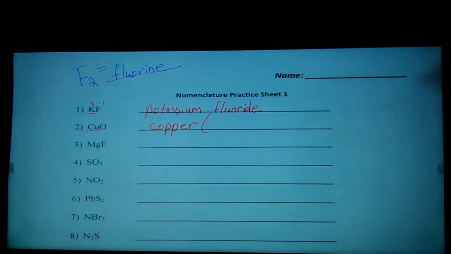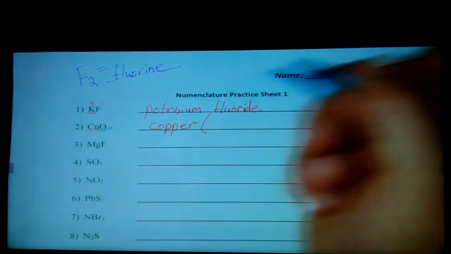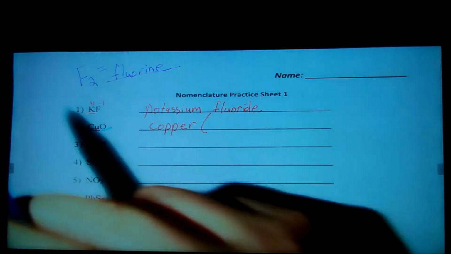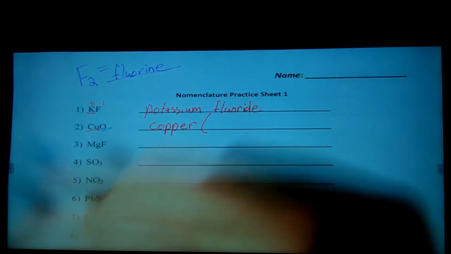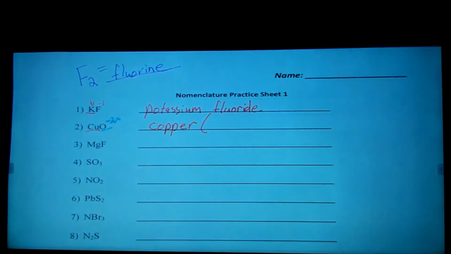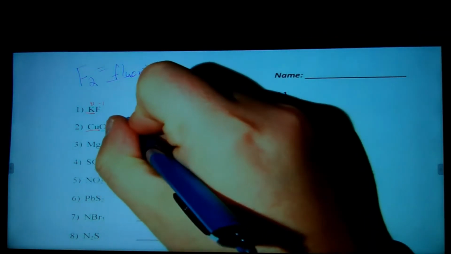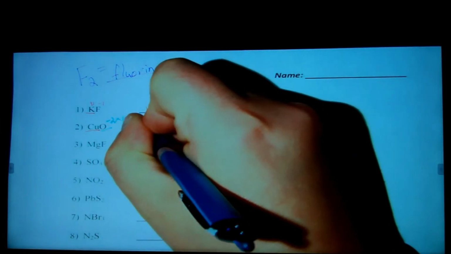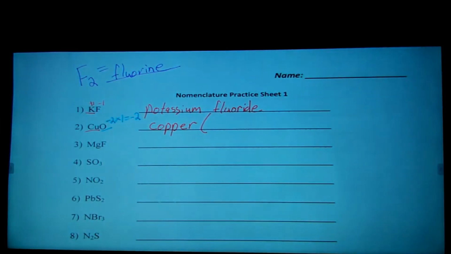How do we find the charge? It's all based off of the overall charge of the anion. Oxide, what's the charge of oxygen? -2, comes from the 16th column. How many of those oxygens do we have? So -2 times 1 is -2. That's the overall charge of the anion.